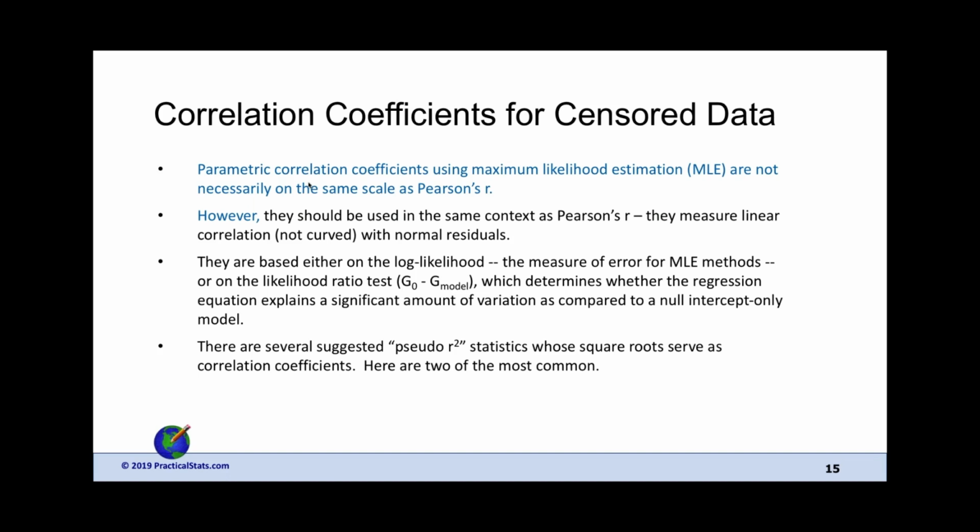So they're based on the log likelihood, the log of that L that we just had in the previous slide, or more usually a test. And this test, which we'll see later in regression, is just the difference between a model, G0 here, which is a model with no X variables, and then the G model, which is the regression model that you have. In this case, it would be one X variable for a correlation coefficient. And you want to see how much that one X variable decreases this measure of error.